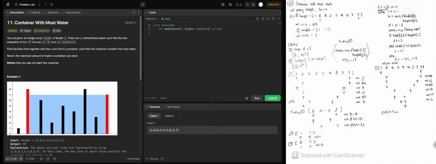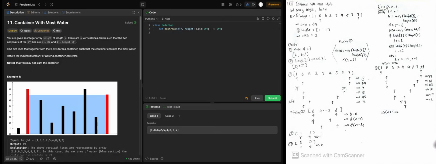Notice that you may not slant the container. Okay, so let's see an example then. Sample, we have height of 1, 8, 6, 2, 5, 4, 8, 3, 7.